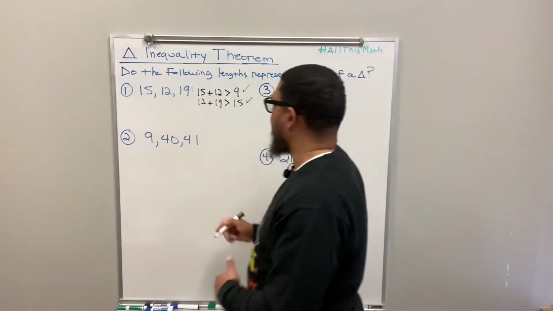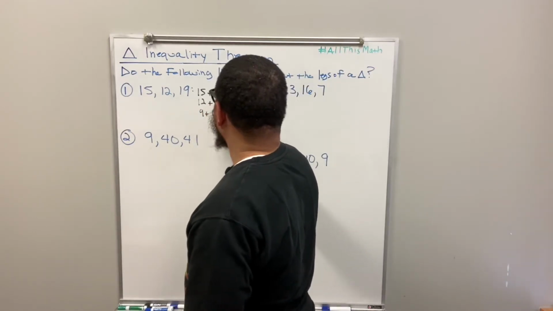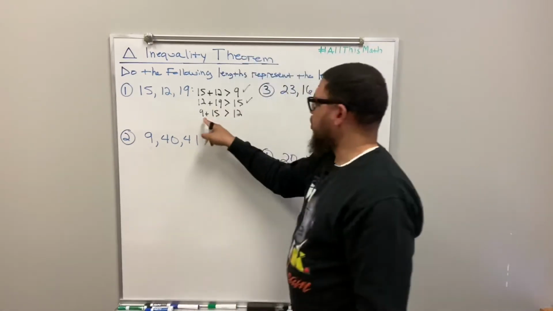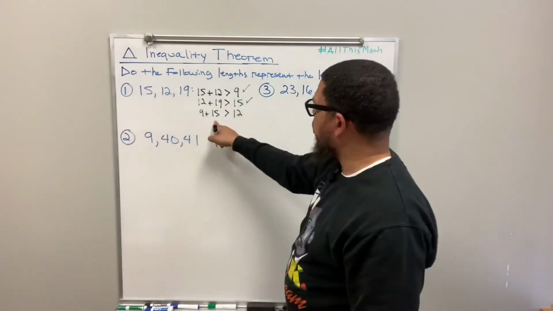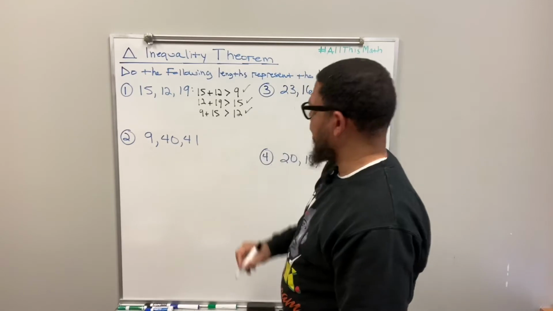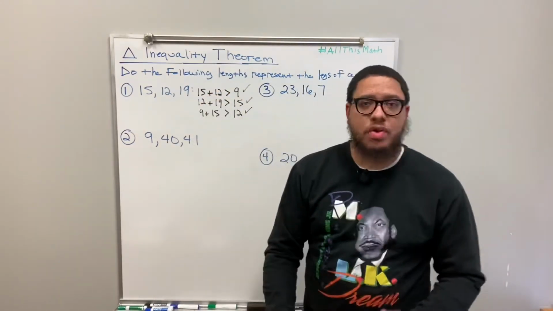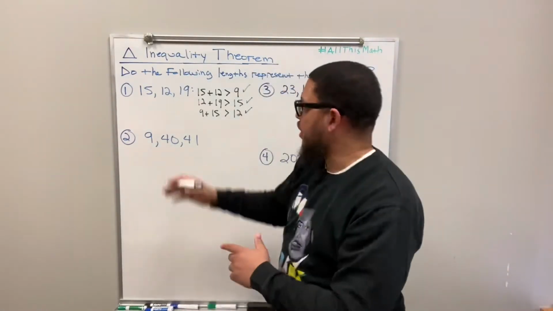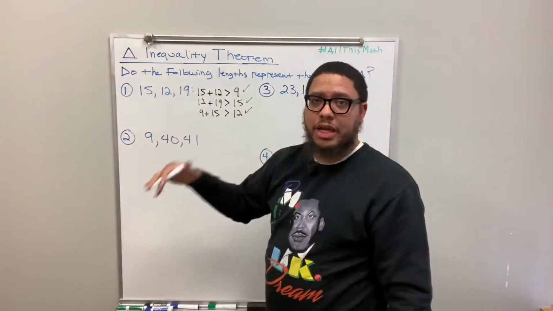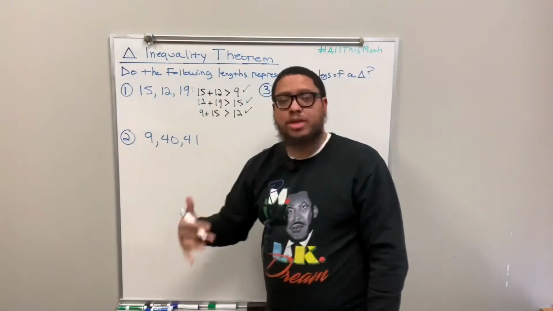Now, there's another pair of sides. What if I put 9 and 15 together? Is 9 and 15 greater than 12? What's 9 plus 15? 9 plus 15 is 24. Now the question for us, is 24 greater than 12? Yes, it is. When all three pairs of sides within the triangle are greater than the other side, that means that these measurements represent the legs of an actual triangle.